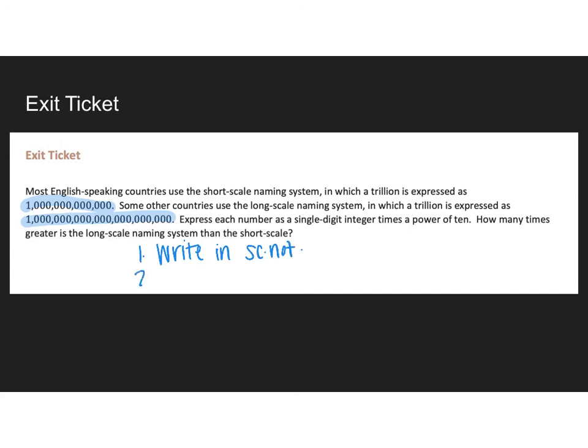Okay. The second thing you're going to be asked to do is create a ratio. Third thing you're going to be asked to do is solve the ratio, so actually divide. And the fourth thing you're going to be asked to do is actually give your answer. So this question: how many times greater is the long scale than the short scale?